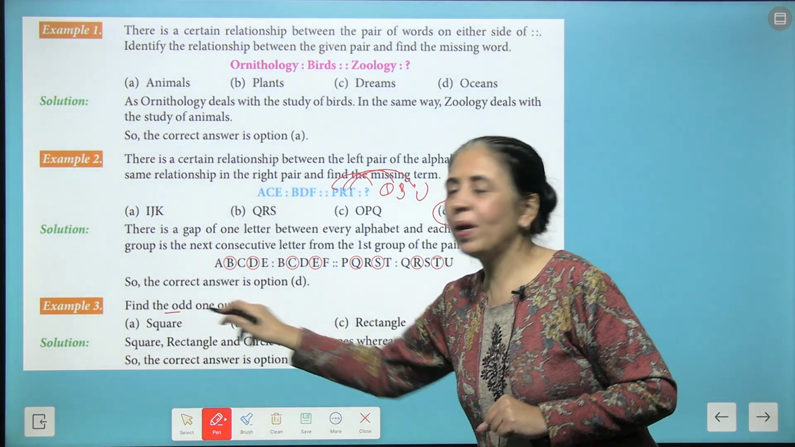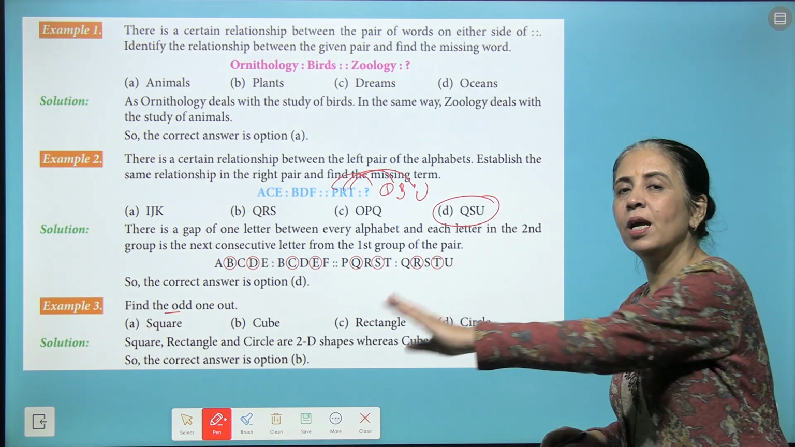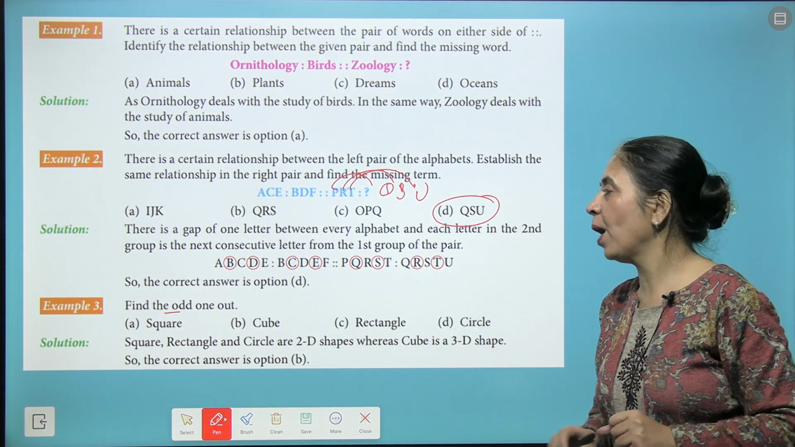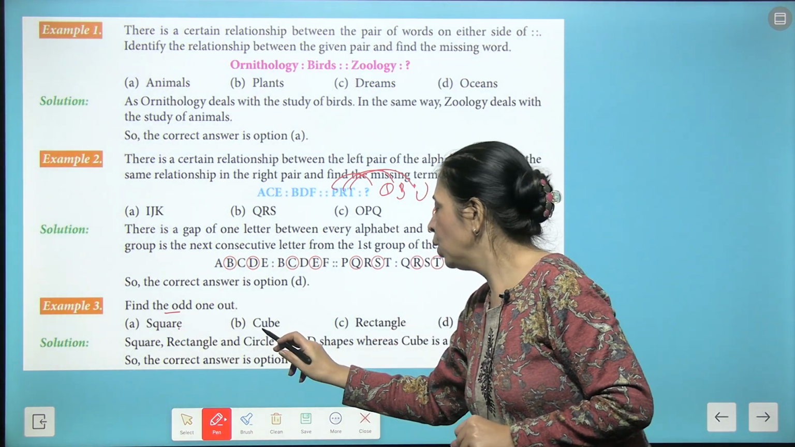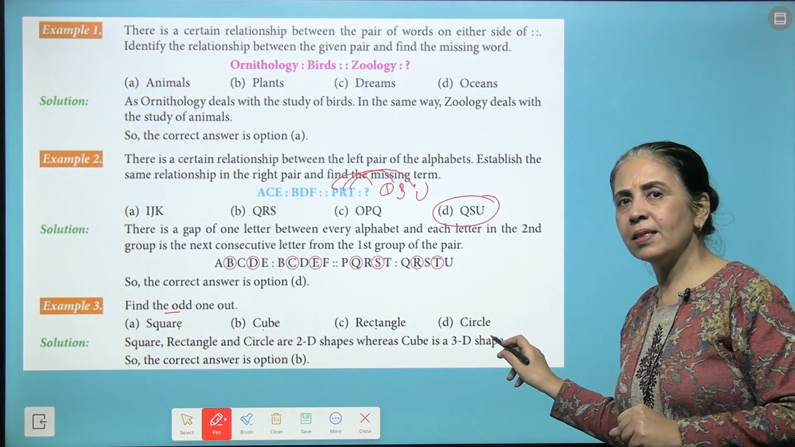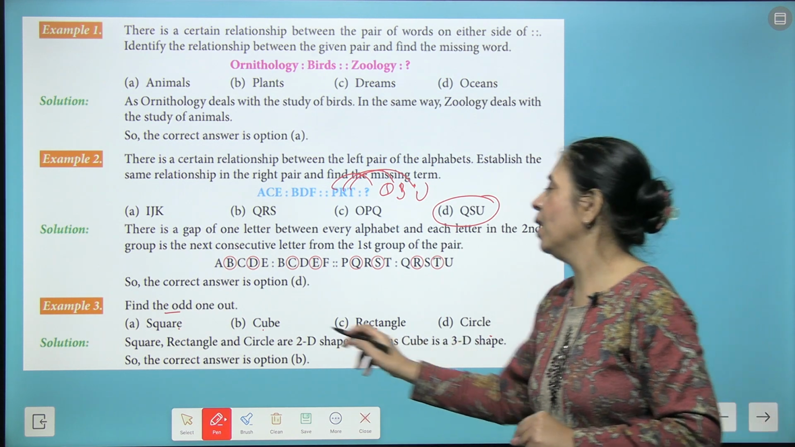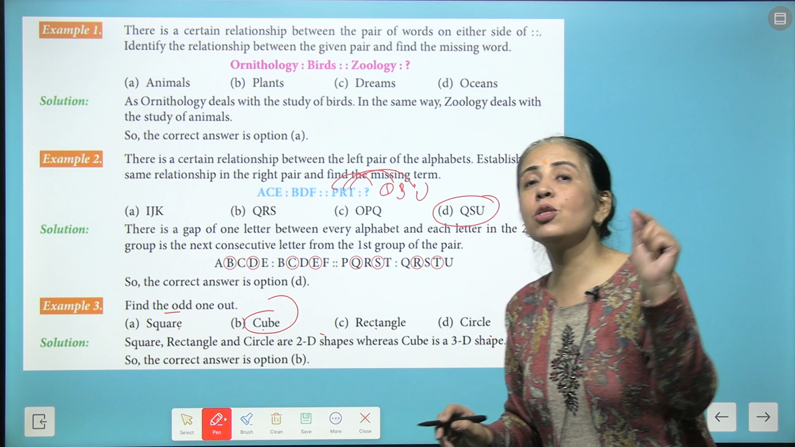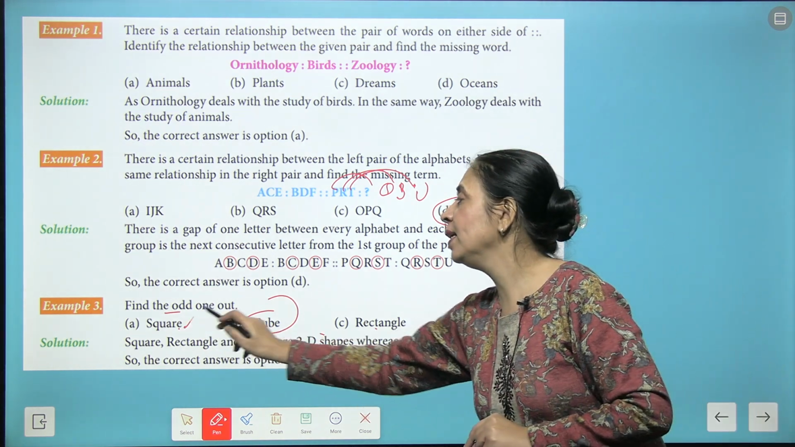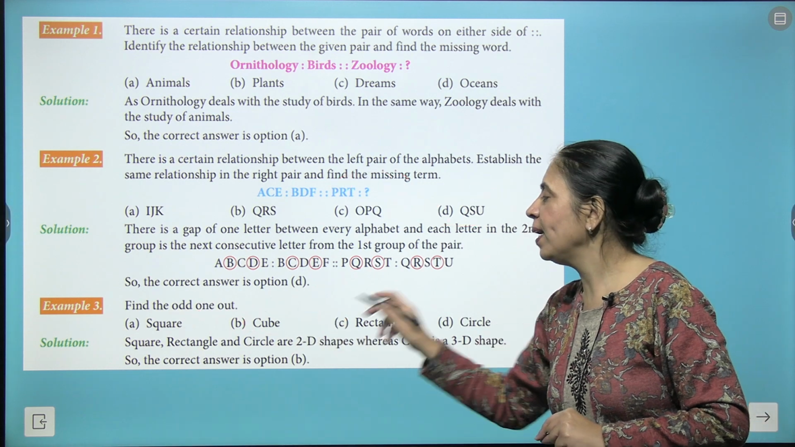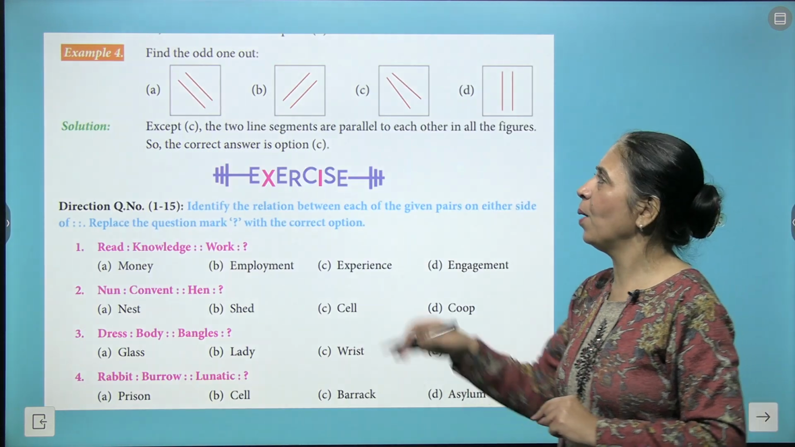Spotted. Now we have to do the next question. Here 4 words are given. You have to spot the odd one out. So square, cube, rectangle and circle. Do you find something different? Beautiful. We have cube, which is a solid shape, and these 3 shapes are 2D shapes. So B is the odd one out.